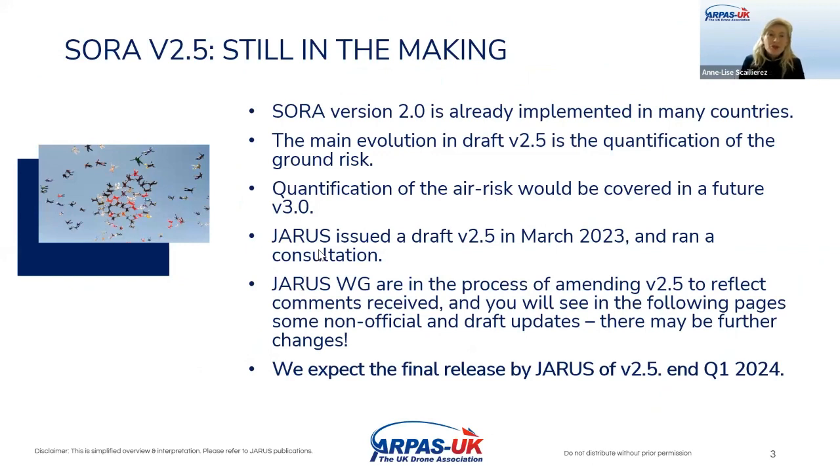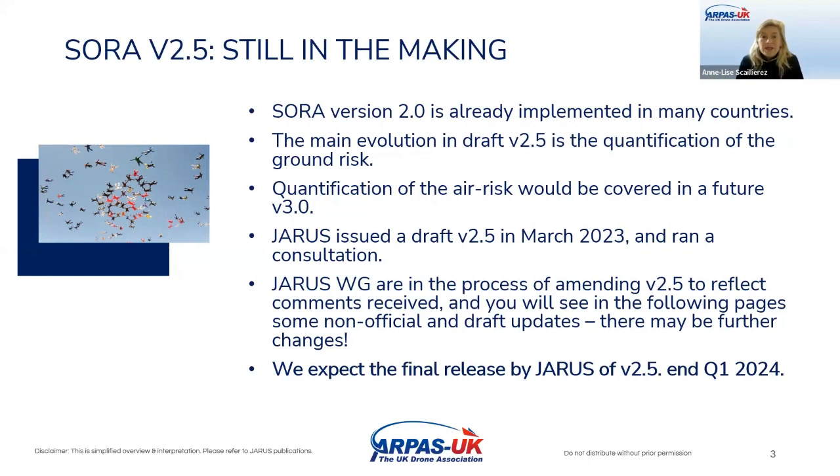We're doing this introduction to version 2.5, but it's important to note that JARUS published a version 2.0 back in 2019, and that 2.0 version is implemented in a number of countries across the world. Some of you may have used it outside of the UK. The main difference between 2.0 and 2.5 will be the quantification of the ground risk. And there will be, for your information, another future version, 3.0, that will cover the quantification of the air risk.